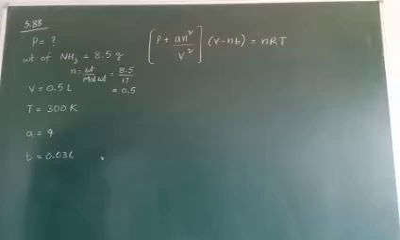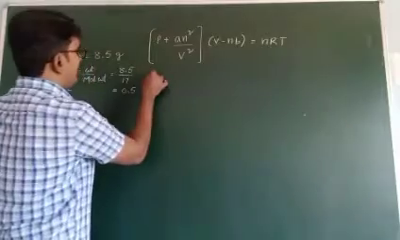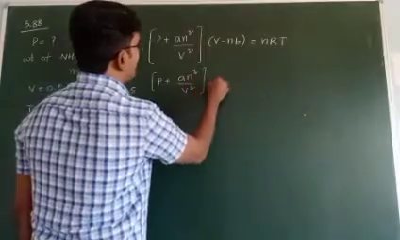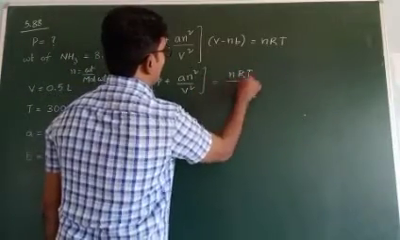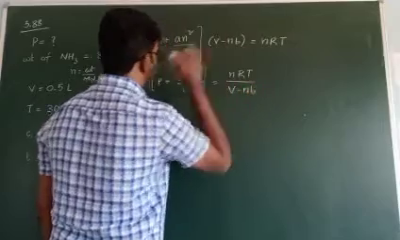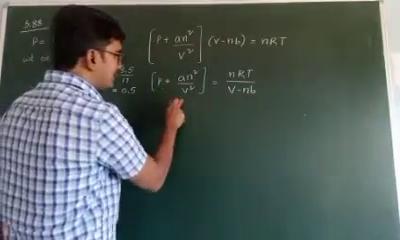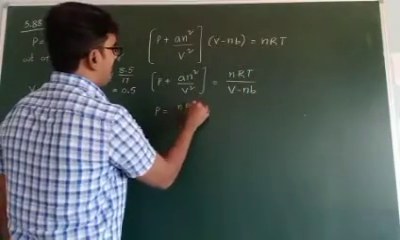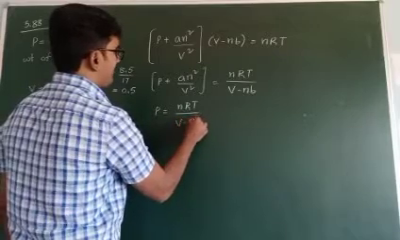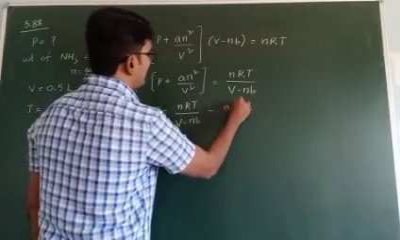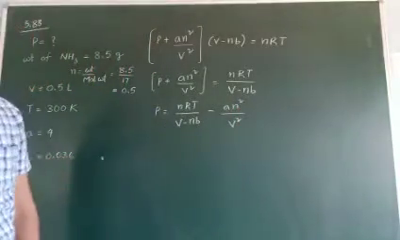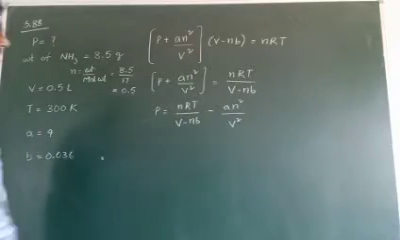Then how can we calculate? It is very simple. Move this one to this side first, then P plus an square by V square is equal to nRT by V minus nb. Now we want the P value, so move the an square by V square to that side. Then P is equal to nRT by V minus nb, minus an square by V square. I think it is a very big problem because the substitution is very big. Now substitute all the values.